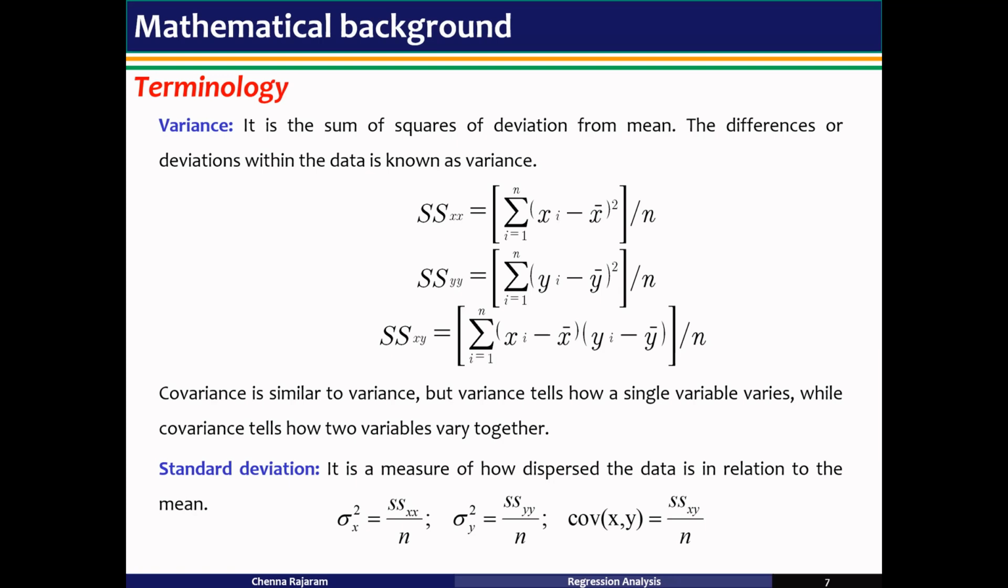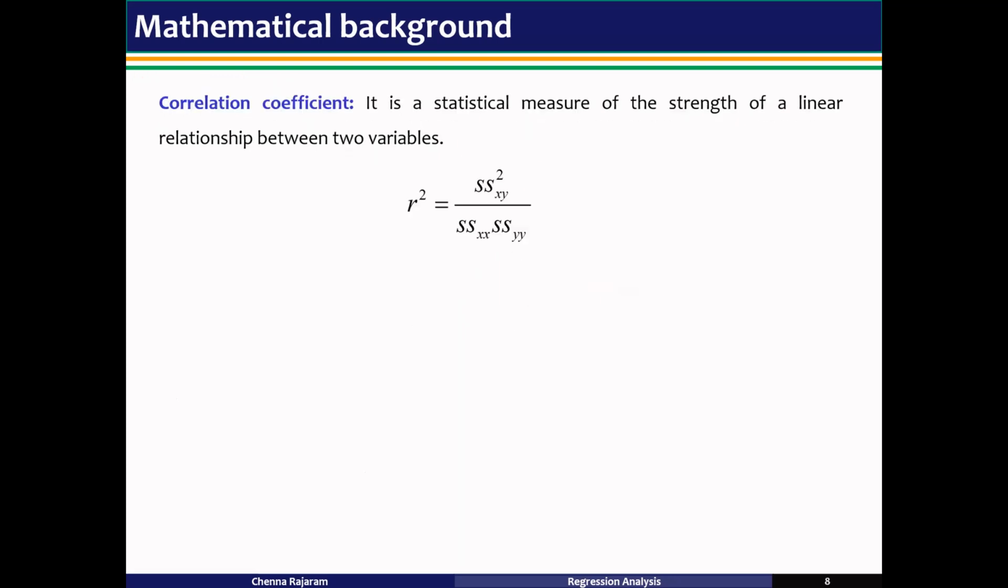The standard deviation is the measure of how dispersed the data is in relation to the mean. The equations are given here. The correlation coefficient is the statistical measure of the strength of the linear relationship between two variables. R square is equal to SSXY square divided by SSXX and SSYY.